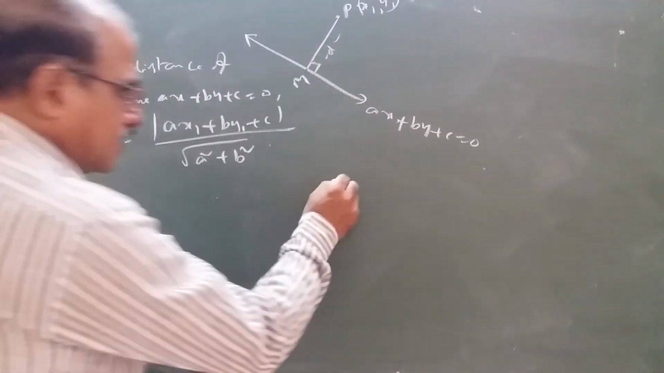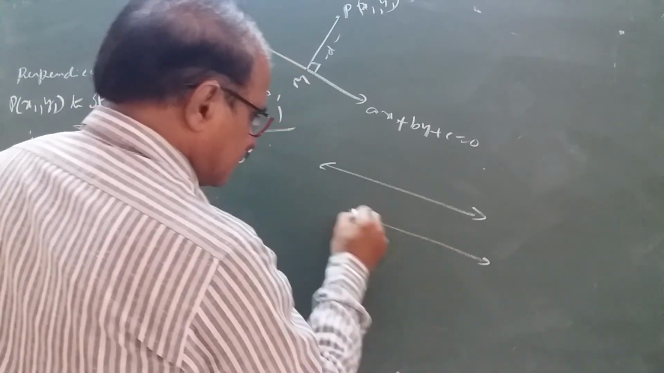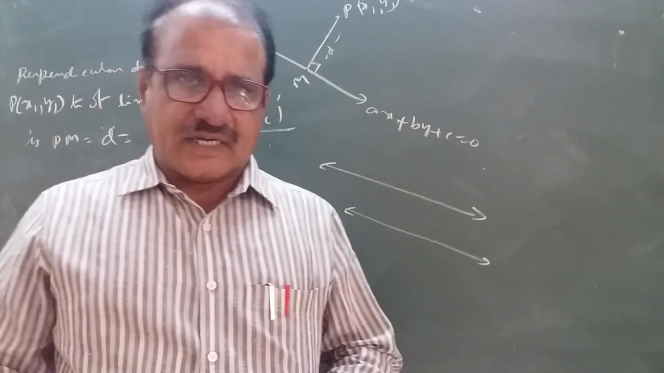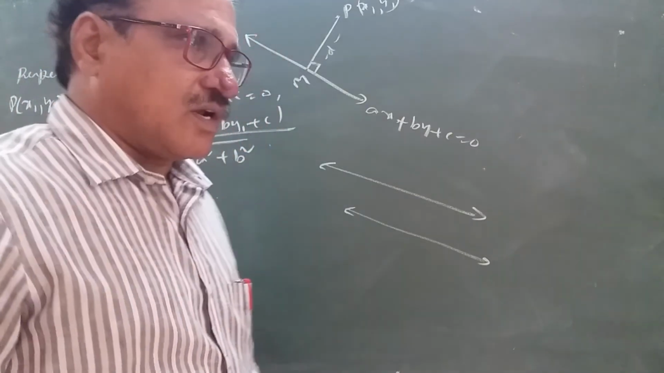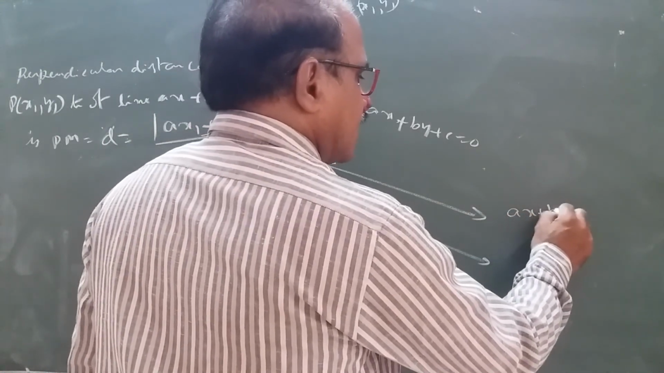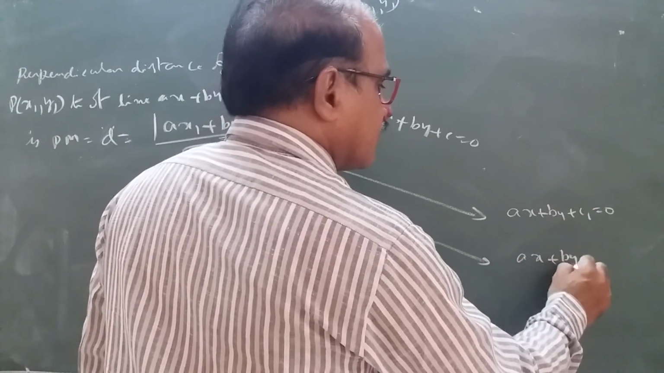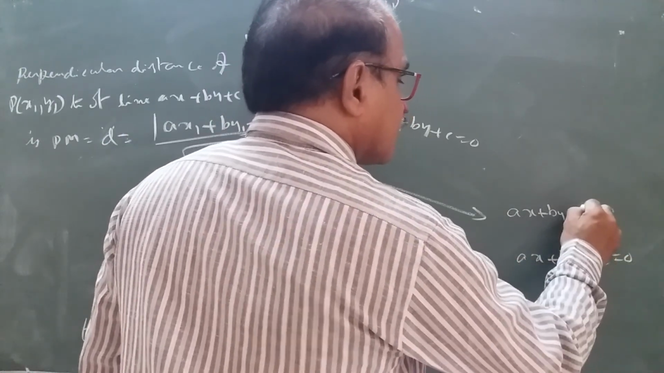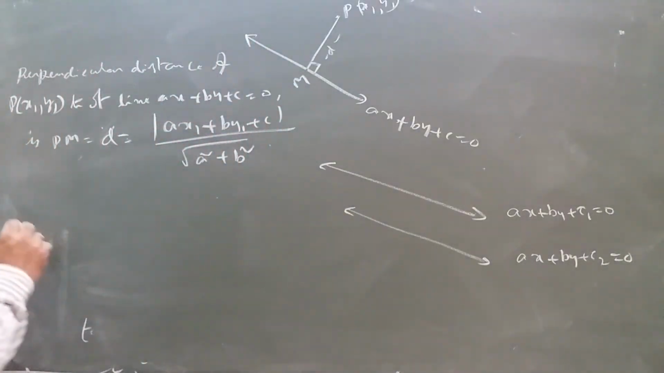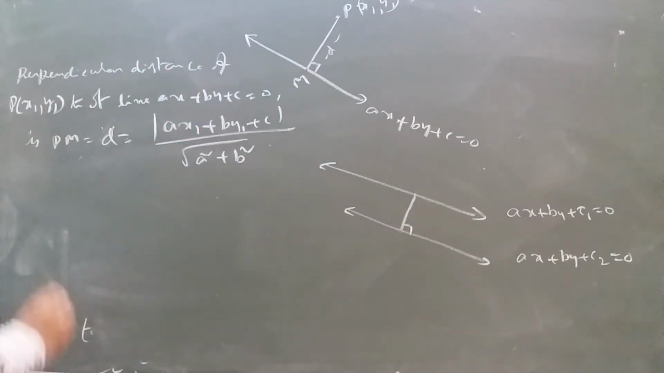Similarly, there are two parallel straight lines. Parallel lines should have the same slopes. So parallel lines are in the form ax plus by plus c1 is equal to 0 and ax plus by plus c2 is equal to 0. They differ only in the constants. Now we have to find the perpendicular distance between these two straight lines.